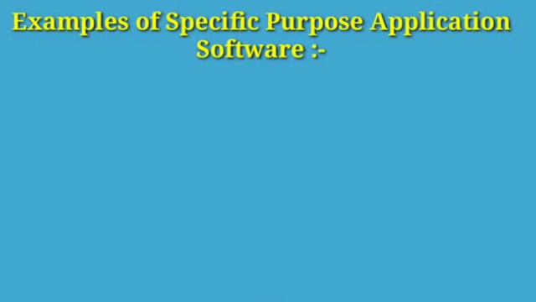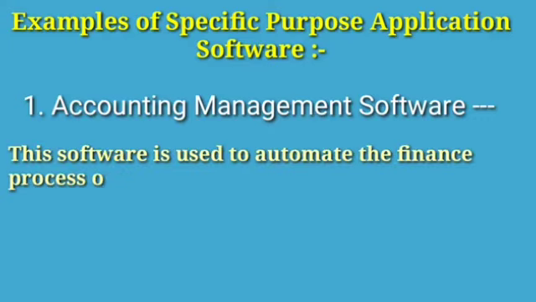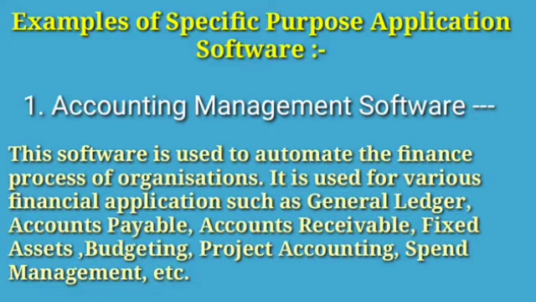The first example of specific purpose application software is accounting management software. This kind of software is used to automate the finance process of an organization, basically used for maintaining different financial applications such as general ledger, accounts payable, fixed asset, budgeting, and project accounting. So whatever account related work there is can be easily managed by these accounting management software.